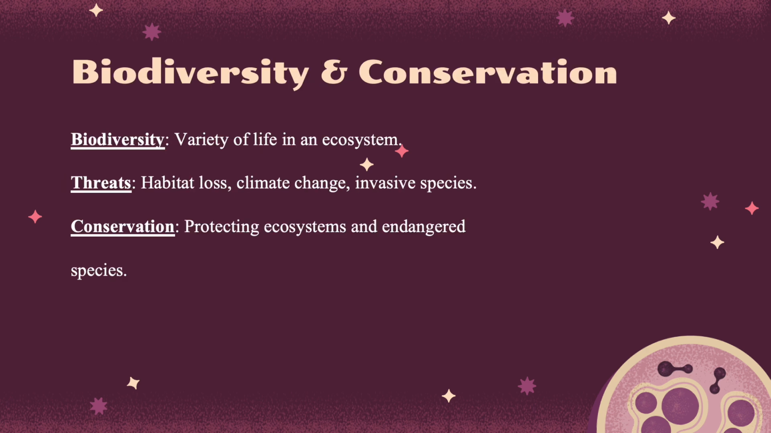Next, we have biodiversity and conservation. Biodiversity provides ecosystem stability and resources like food and medicine. However, habitat loss, climate change, and invasive species threaten it. Conservation efforts include establishing protected areas like national parks, restoring habitats through reforestation, and educating communities about sustainable practices. Every action we take matters. What steps can you take to protect our biodiversity?